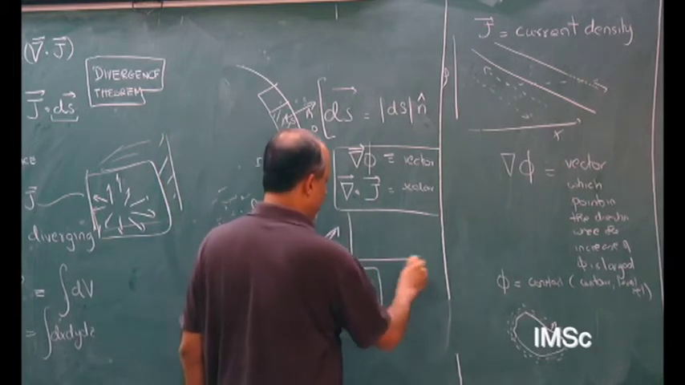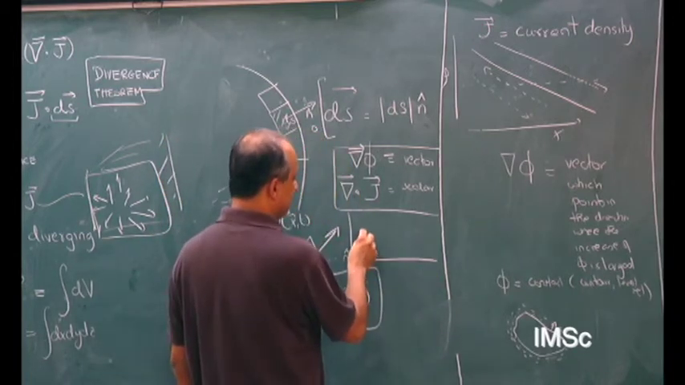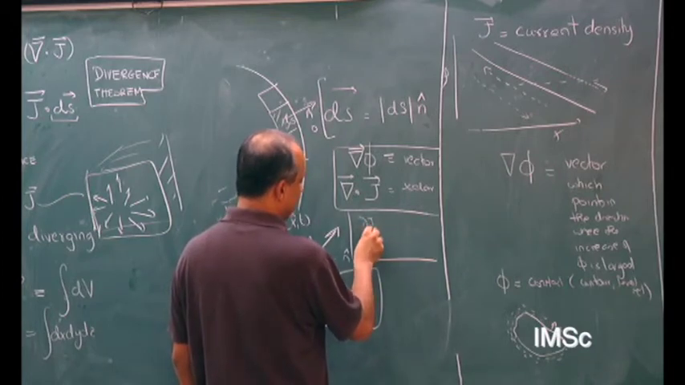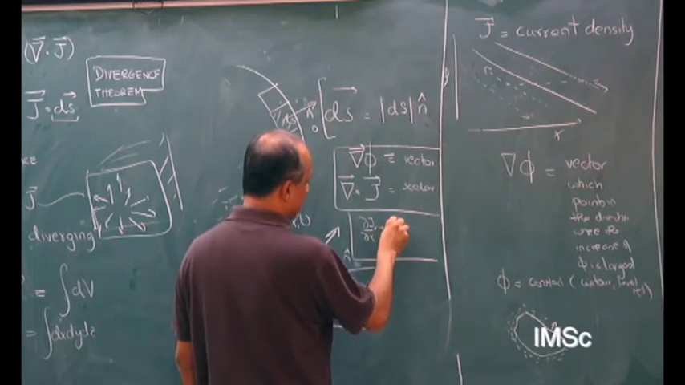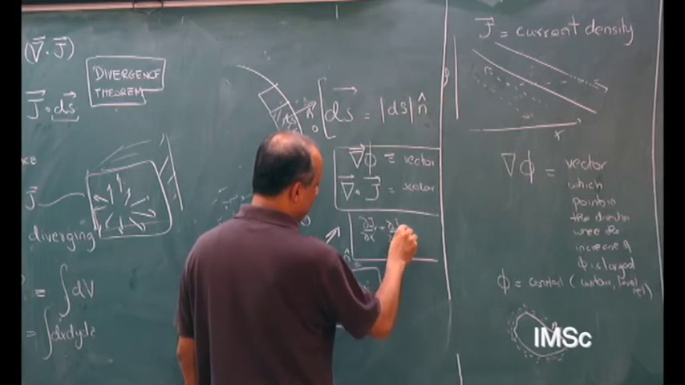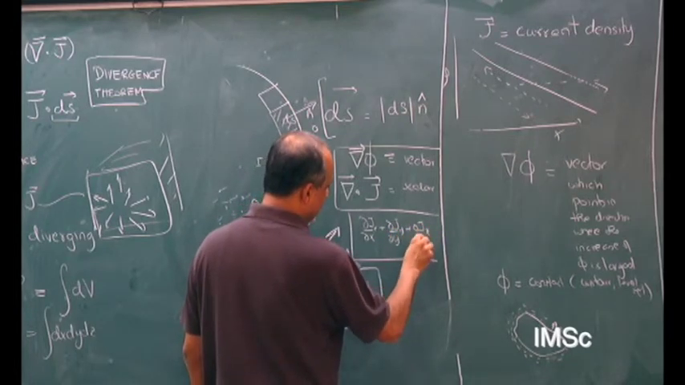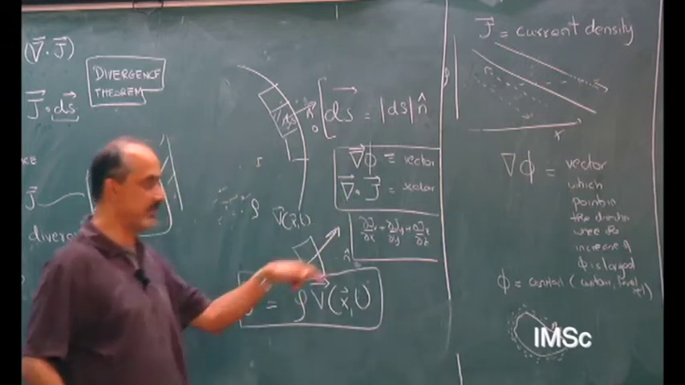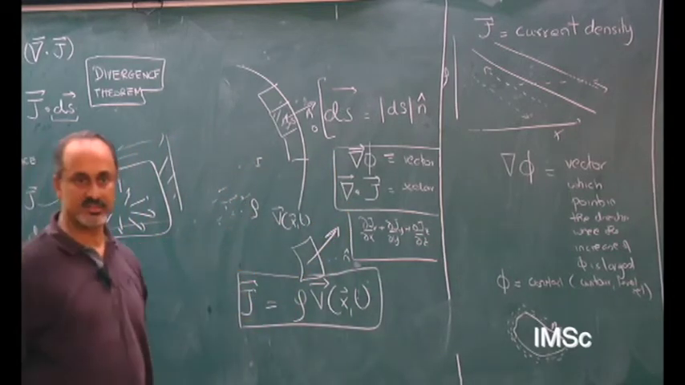So, a slightly more formal way of writing it is that this is delta j x by delta x plus delta j y component by delta y plus delta j z component by delta z. It's the same as this thing, which is the sum of three scalar terms.